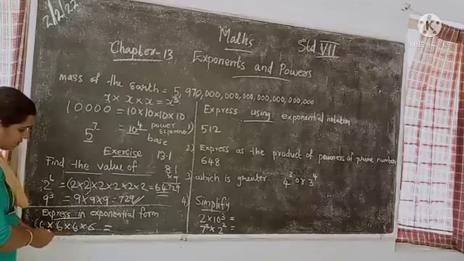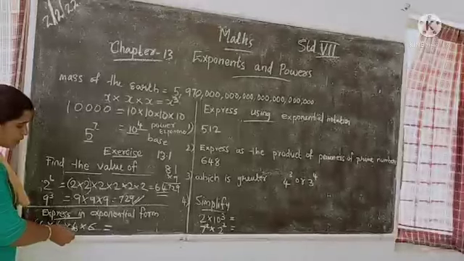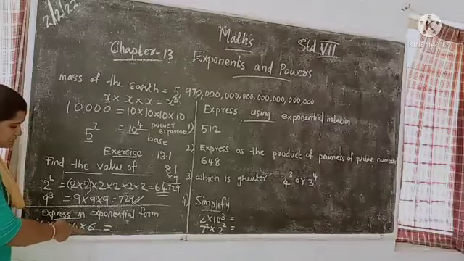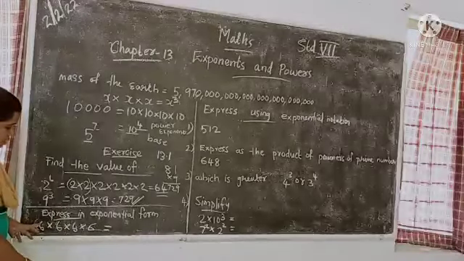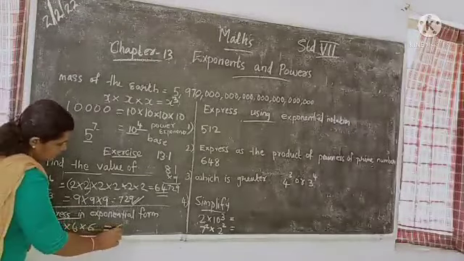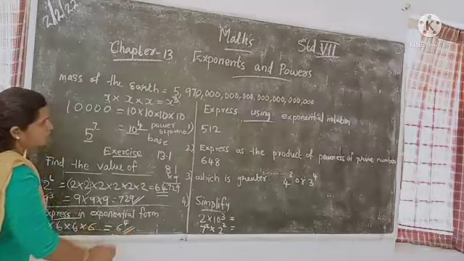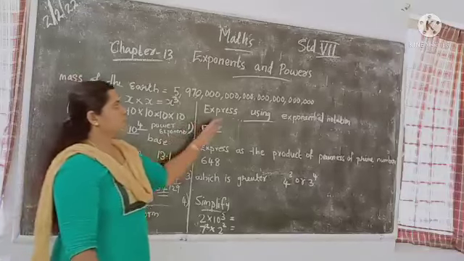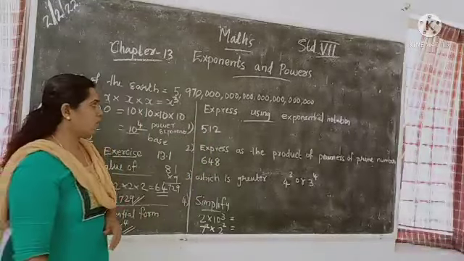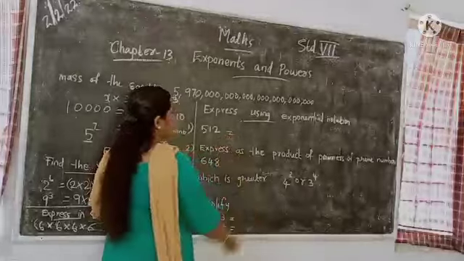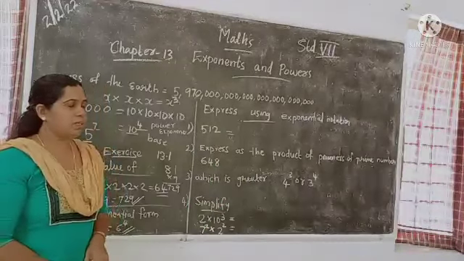Next question, express in exponential form. The product form is given: 6 into 6 into 6 into 6. 6 is multiplied 4 times. That is 6 raised to 4. Next one, express using exponential notation. Here a large number is given, 512.